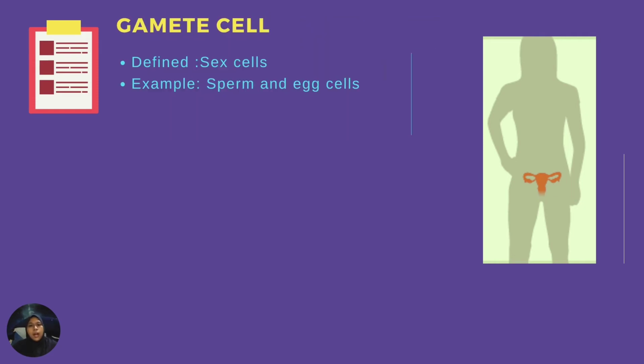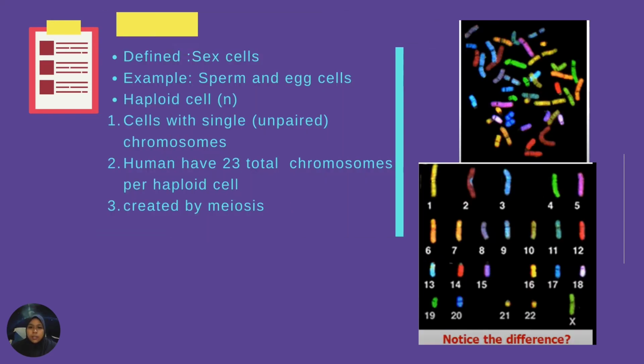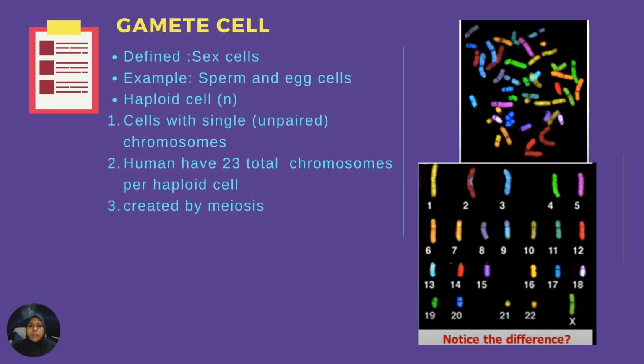Before we go to haploid cells, we need to examine what we call gametes. Gametes, by definition, are sex cells. Male and female both have sex cells. Males produce sperm cells and females produce egg cells. Let's zoom into the nucleus of an egg cell. We have a bunch of chromosomes, arranged from the biggest to the smallest. Look at the picture: chromosome 1 is the biggest, and number 2 is a little smaller. I hope you see the difference.